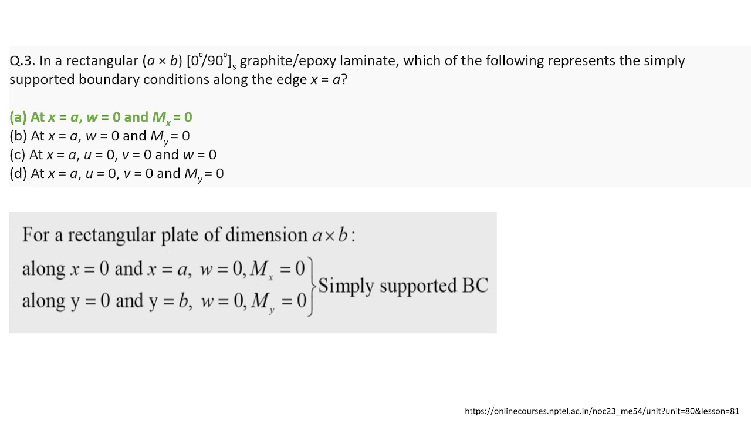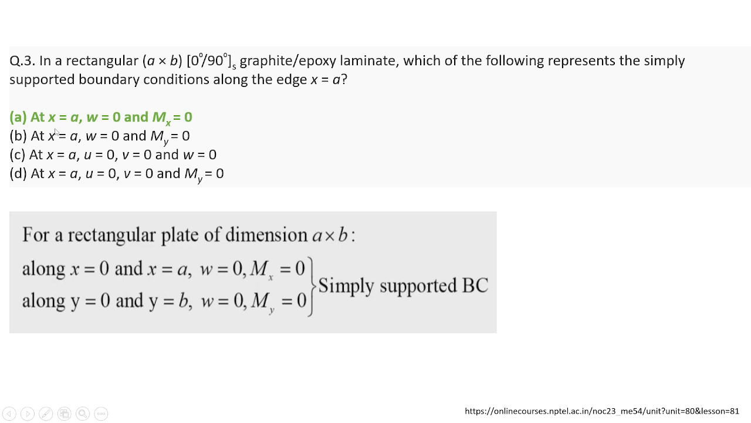Next question. In a rectangular a cross b 0 degree 90 degree symmetric graphite epoxy laminate, which of the following represents the simply supported boundary conditions along the edge x equal to a? As sir taught in the class, for a rectangular plate of dimension a cross b, the simply supported boundary condition we consider is that along x equal to 0 and a, W will be equal to 0 and Mx will be 0. Whereas along y equal to 0 and b, W will be equal to 0 and My will be equal to 0. So considering this, we have to find from the options which is satisfying this condition.